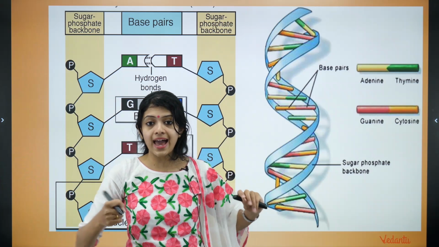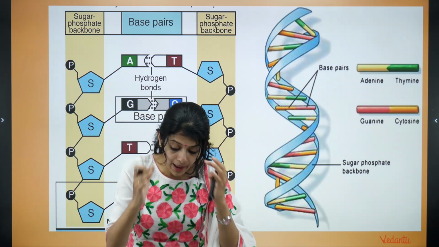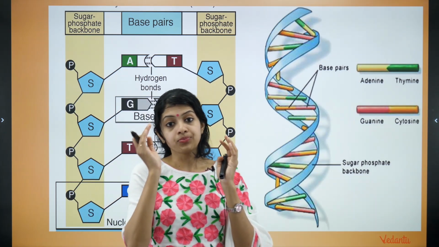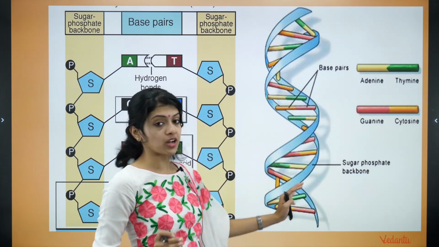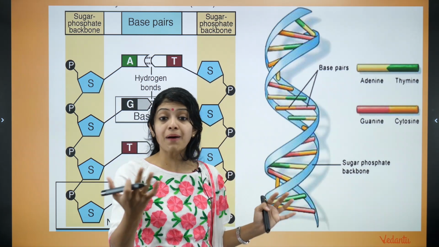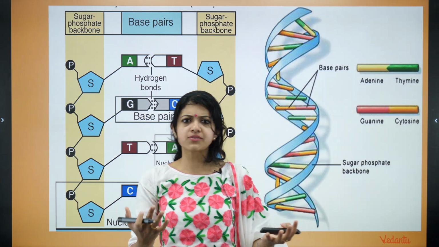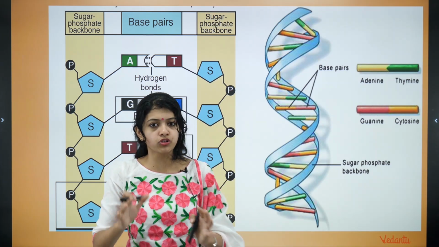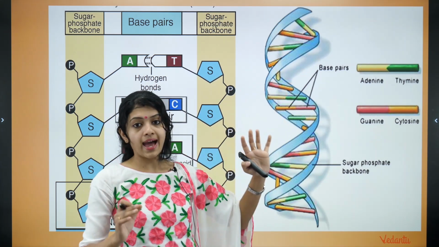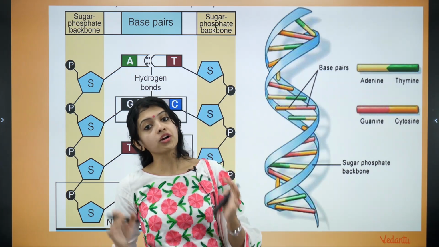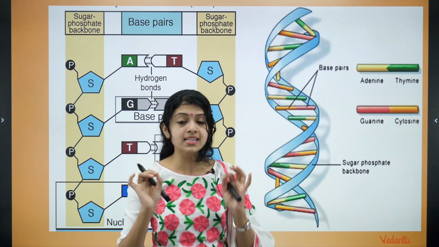More than a twisted ladder, it's in fact more appropriate if you compare this structure to a spiral staircase. All of you must have seen a spiral staircase, right? Somewhere or the other. You can compare this with that. That is exactly what a DNA double helix looks like.